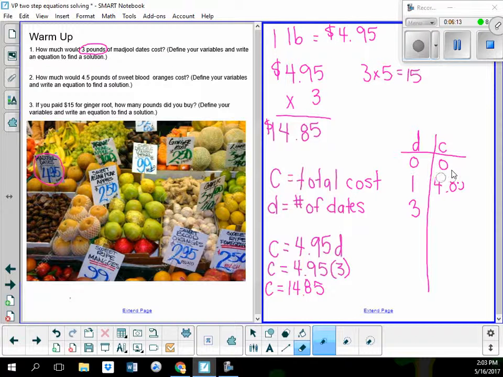Okay. There we go. So 1 date would be $4.95. All right, and then 3 dates would be $14.85. So we have represented this as an equation and also as a table. Okay, so we have it 2 ways. Okay. Just ready to do the next one?